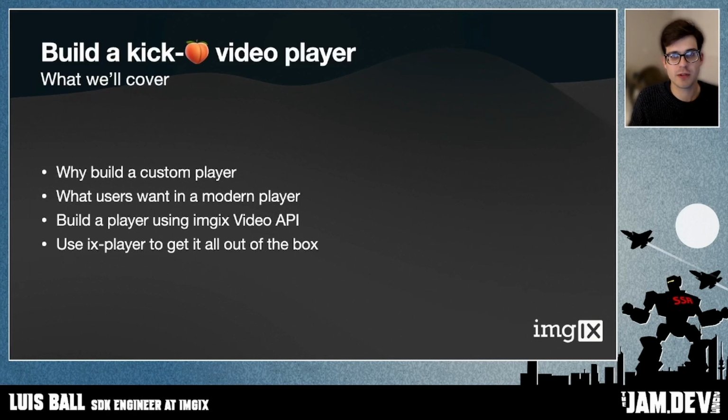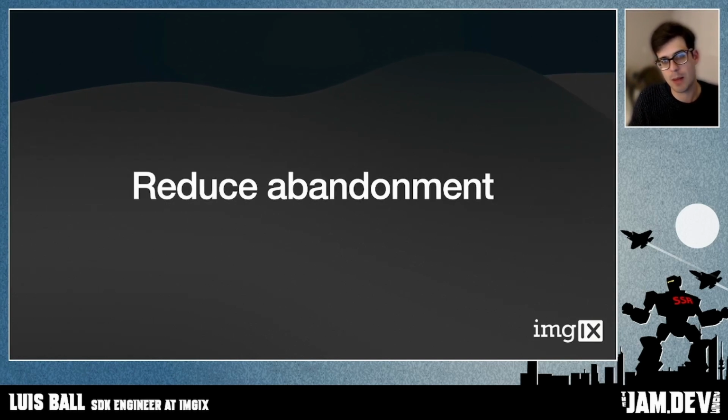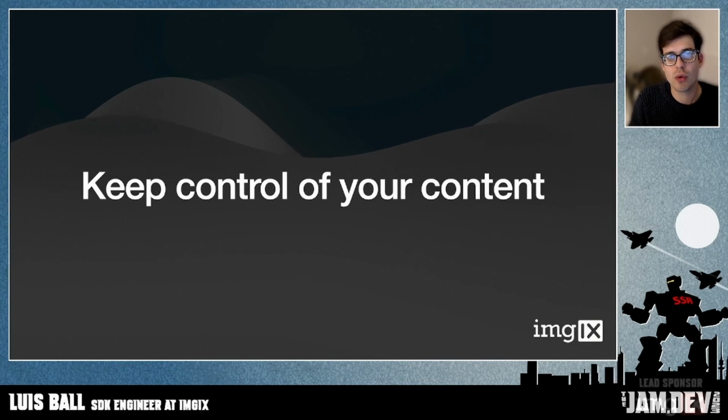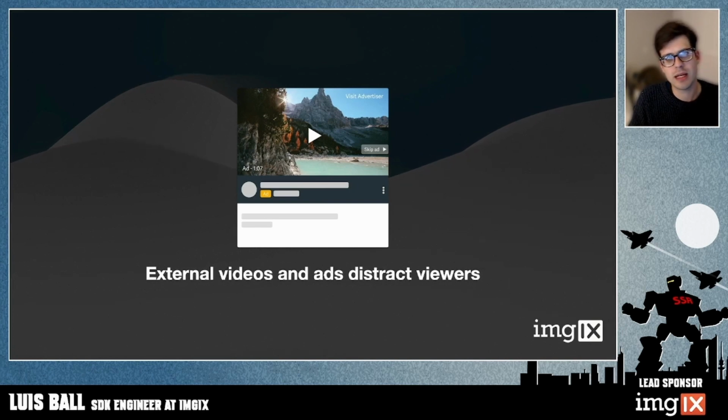So, first things first, why build a custom player? There's a lot of reasons why you might want to build one, but one of the top reasons is to reduce viewer abandonment. About 39% of your viewers will abandon watching your videos if there's even 1 second of buffering, which is why we recommend obviously using a CDN like Imgix to host and process and encode your videos. Another reason is to keep control of your content. Some of these third-party players will give you a player that shows a lot of ads unrelated to your content or even from a competitor, and sometimes shows content that will lead viewers away from your page into someone else's page. And that's pretty distracting.